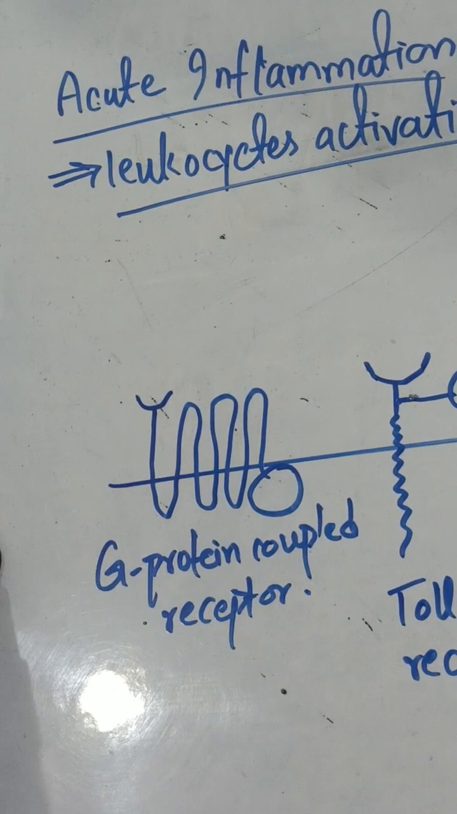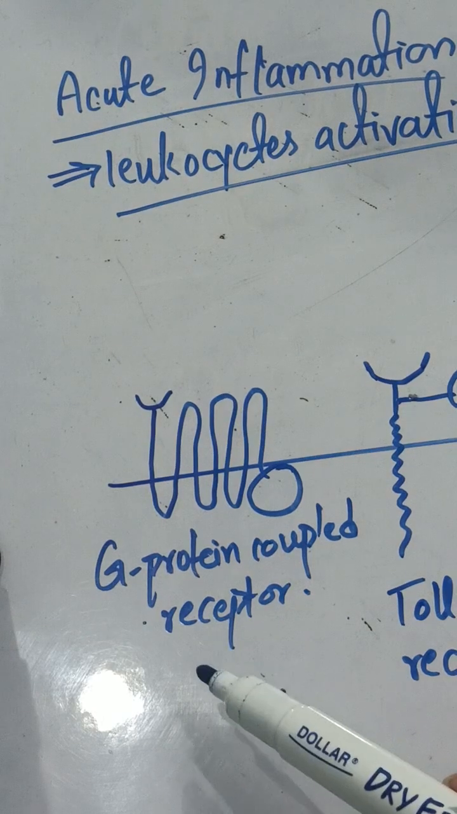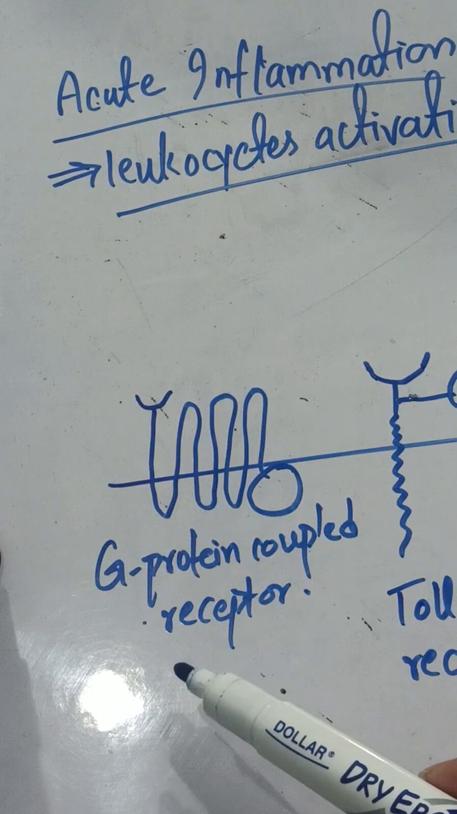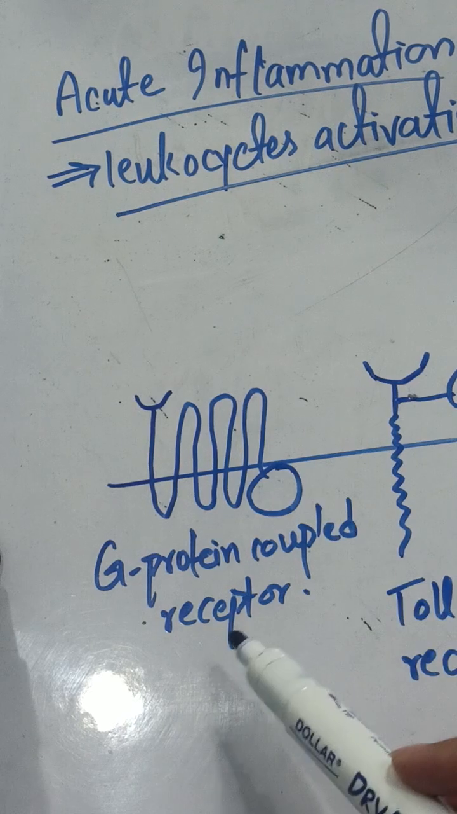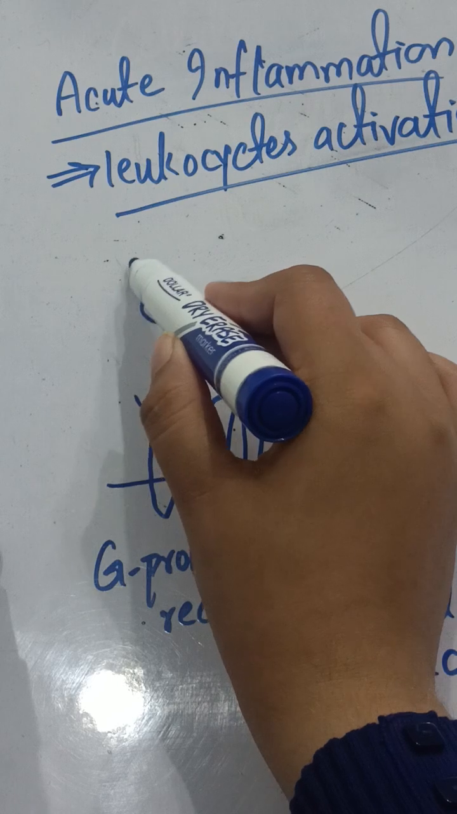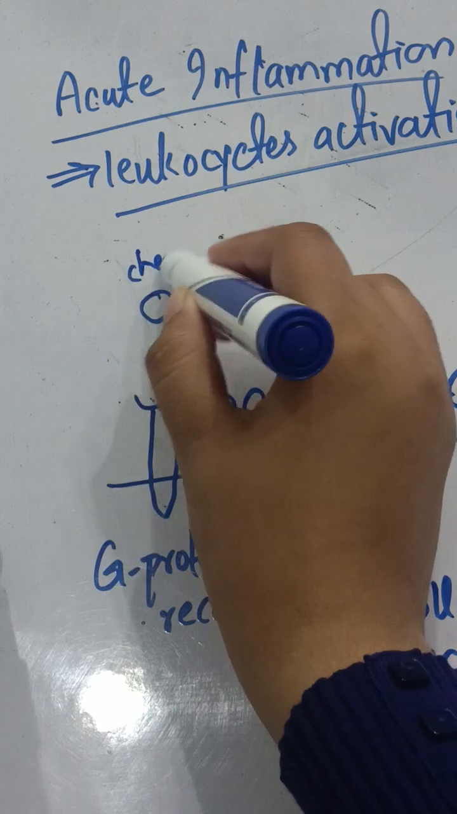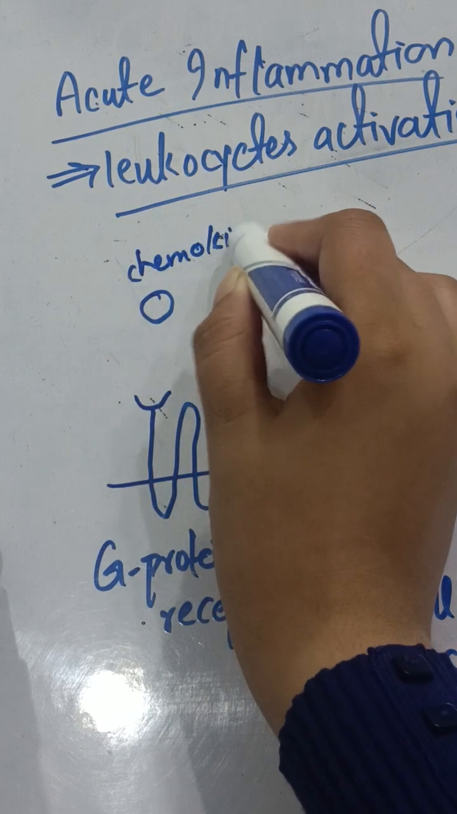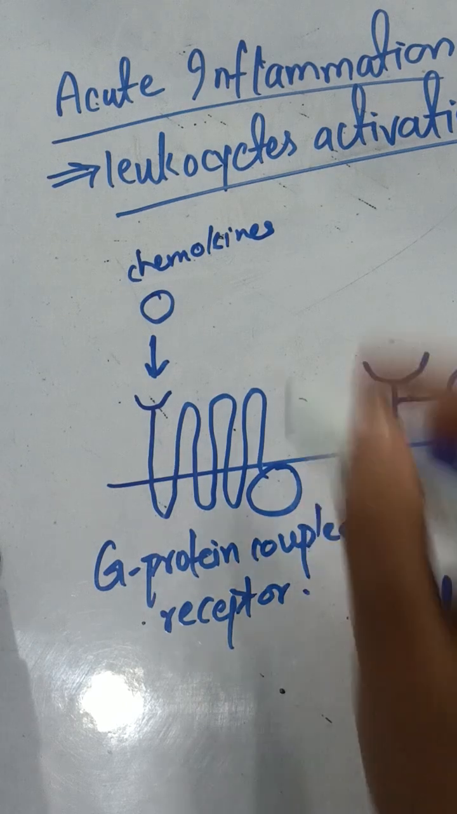Every receptor has a different thing to bind with it. The first receptor is the G protein coupled receptor, and three kinds of things can bind with it. The first thing that can bind with it is this circle, which is called chemokines. Chemokines bind with it and activate your G protein coupled receptor.